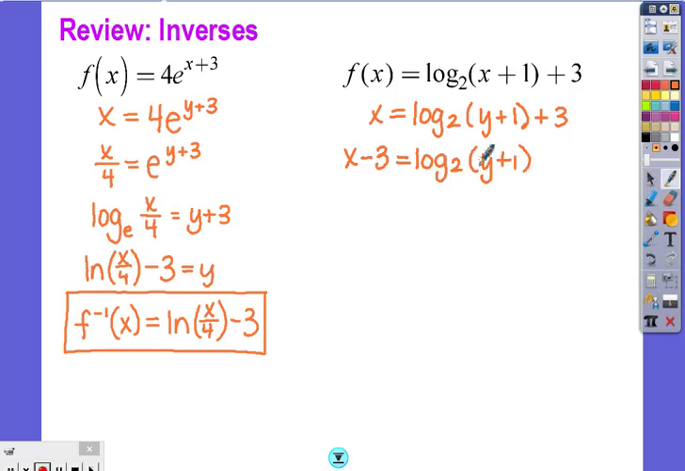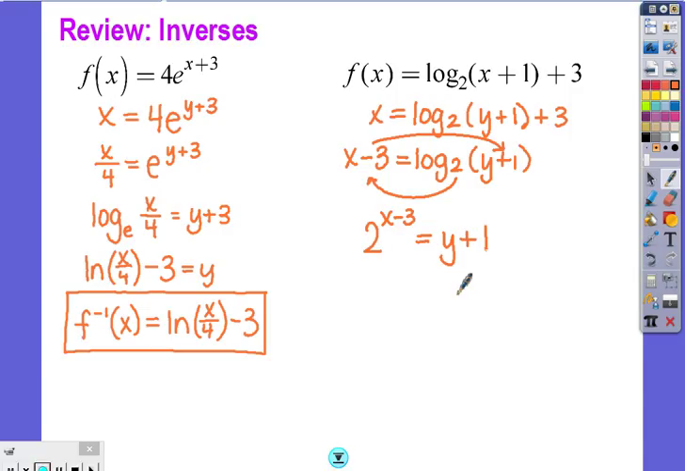Now this time we're trying to solve for a y that's inside a log. And basically, if we have an exponential, we go to logs. If we have a log, we go to exponential. So we're thinking, what to the what equals what? 2 to the x minus 3 equals y plus 1.